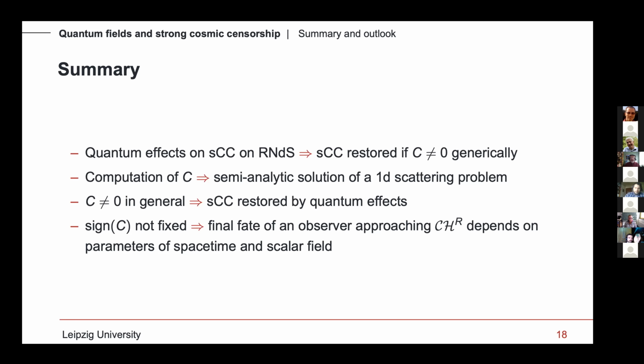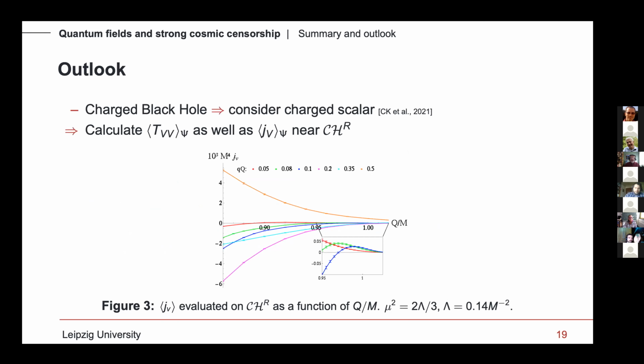We found that at least in the parameter range that we looked at, C seems to be in general non-zero, which means that strong cosmic censorship is restored by the quantum effects on the Reissner-Nordström de Sitter spacetime. However, the sign of this constant was not fixed, which means that the final fate of an observer approaching this horizon really depends on the parameters of the spacetime and of the scalar field. Okay, I also have a short outlook.